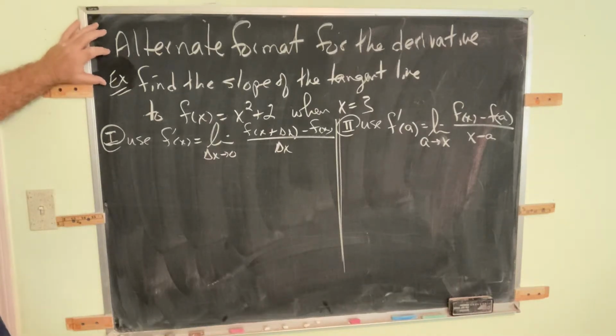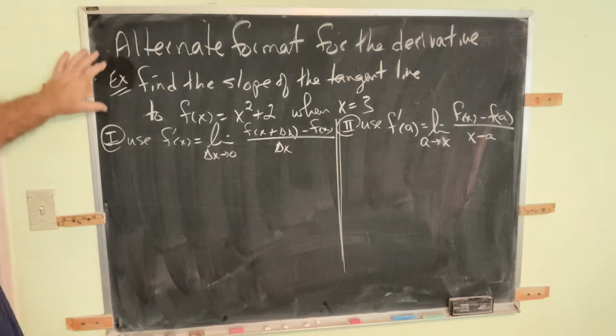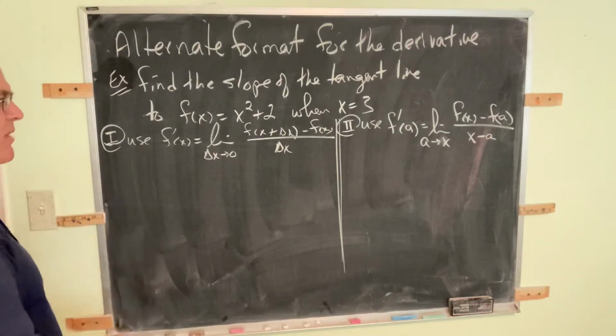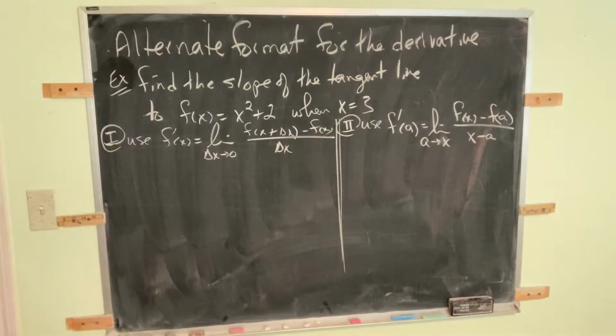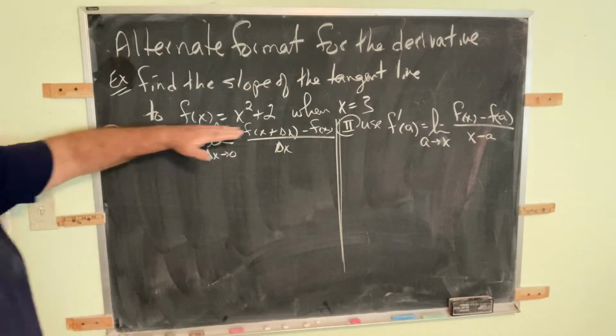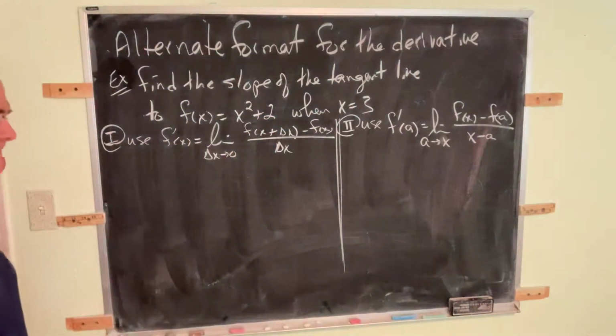What I'm going to do here is just to illustrate the point. We're still talking about this alternate format for the derivative. So this is just an example to illustrate what's happening here. Find the slope of the tangent line. All we're asked to find is the slope of the tangent line to this function, x squared plus 2, when x is equal to 3. That's all we're asked, to find the slope. All right?